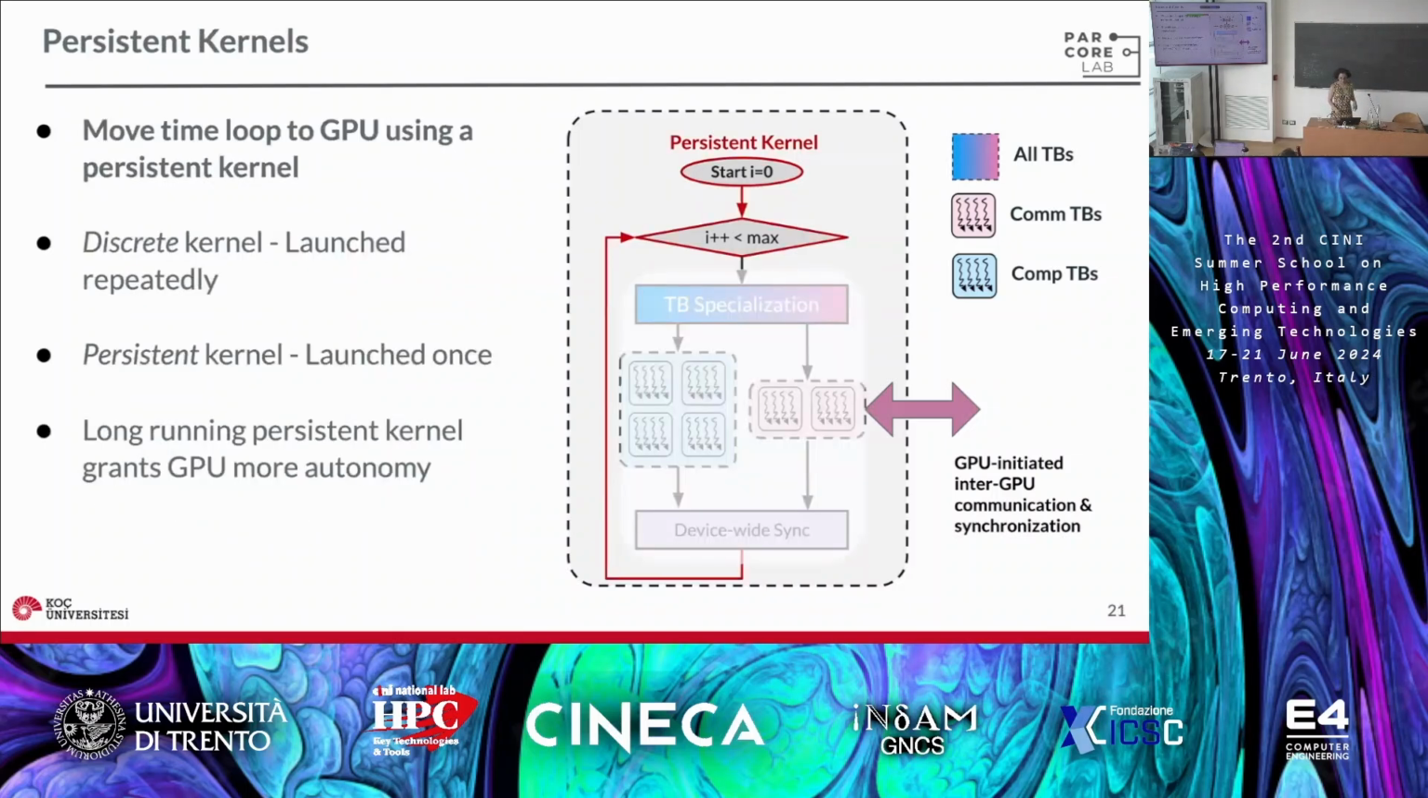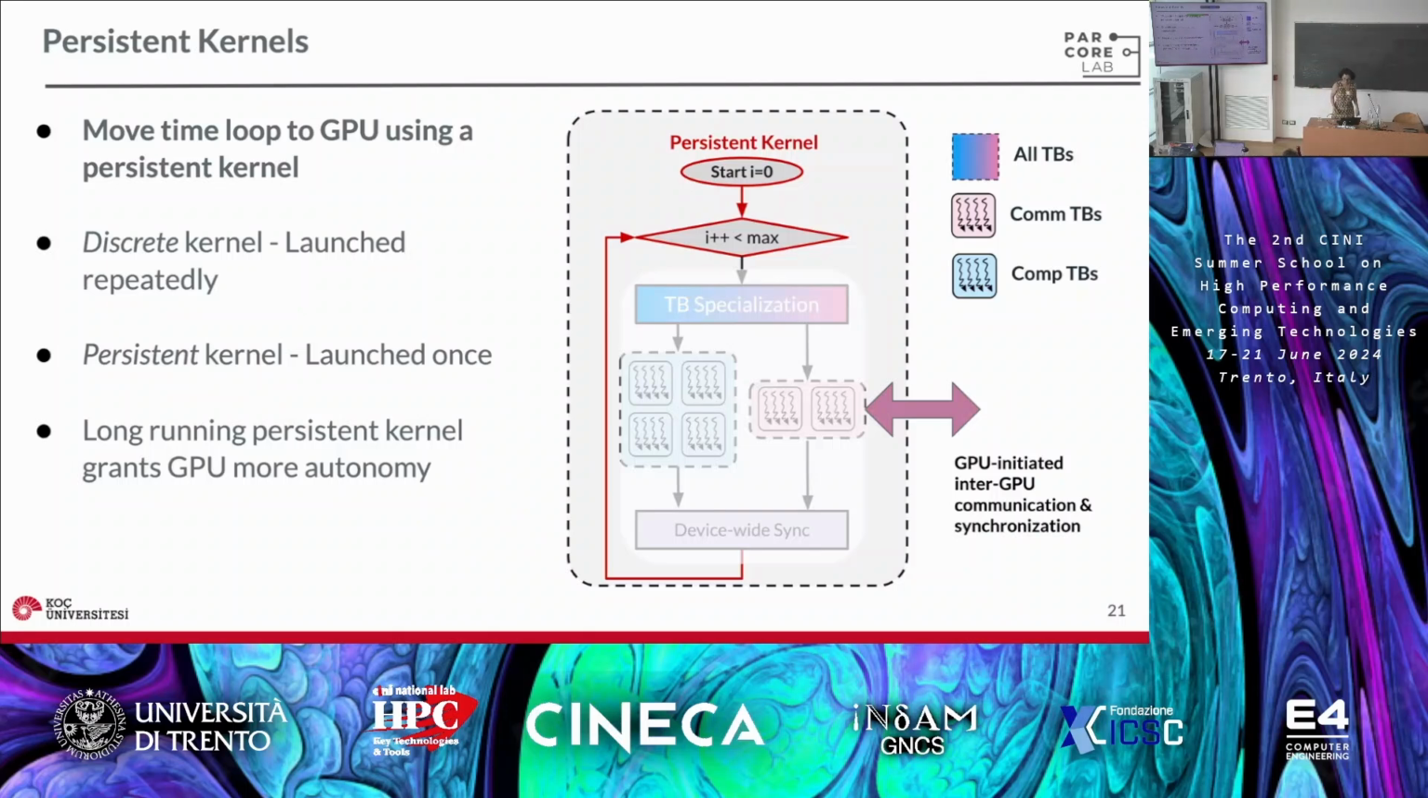So what is a persistent kernel? You might be familiar with the discrete kernel. With a discrete kernel, you launch the kernel, it finishes and returns back to the host, and then you launch another kernel and it returns back to the host when it completes. In a persistent kernel, you launch the kernel, and sometimes people refer to these as mega kernels or uber kernels, you move the time loop and all the computation to the GPU side. So you launch the kernel once, all the execution finishes, and it returns back to the CPU when it completes. So this is a long-running persistent kernel.